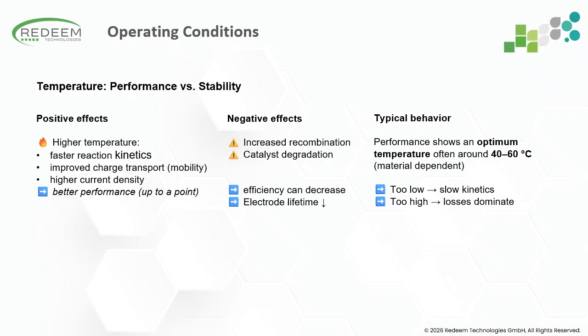So for many semiconductor systems, this optimum lies somewhere around 40 to 60 degrees Celsius, although the exact value depends strongly on the photoelectrode material and the electrolyte. So in practice, reactor temperature therefore becomes another optimization parameter that must balance performance, efficiency, and long-term stability.